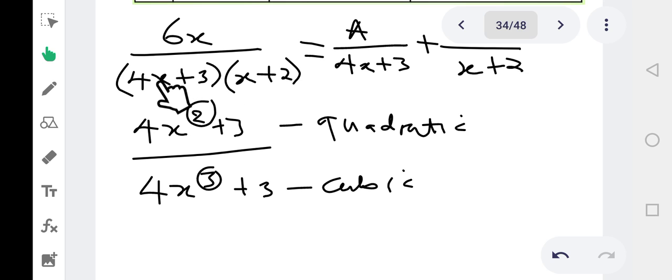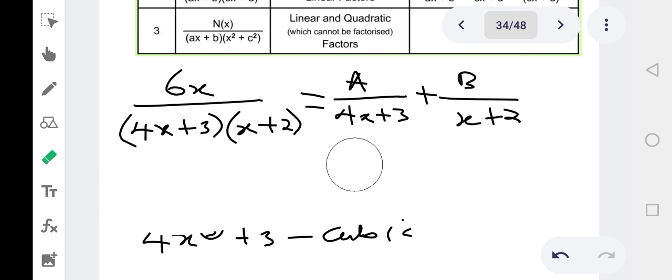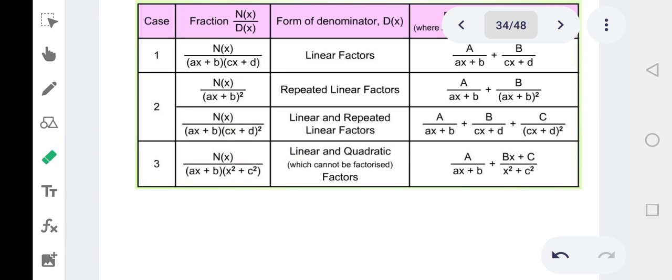So whenever I've got linear factors, or factors whose highest power is 1, you do what we have done here. You say a over this factor plus b over this factor. That's what it means. The next things to do, I'm going to teach you with an example. All right, so let us look at the second part as well.